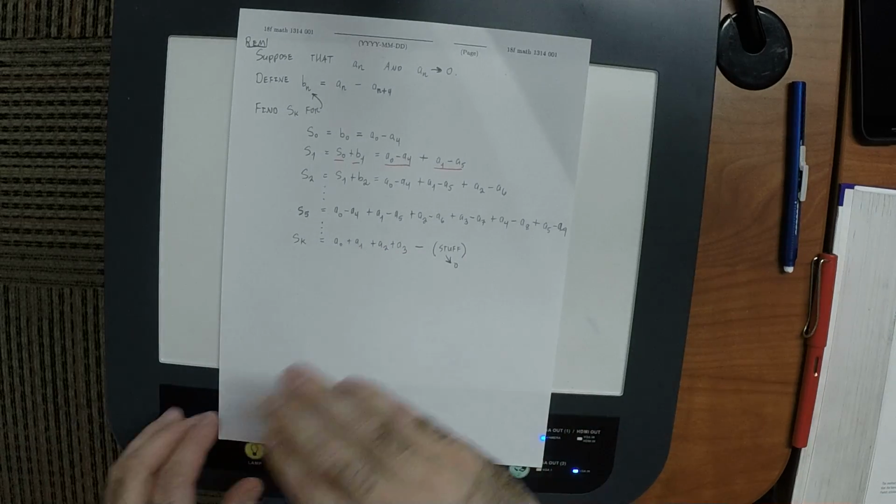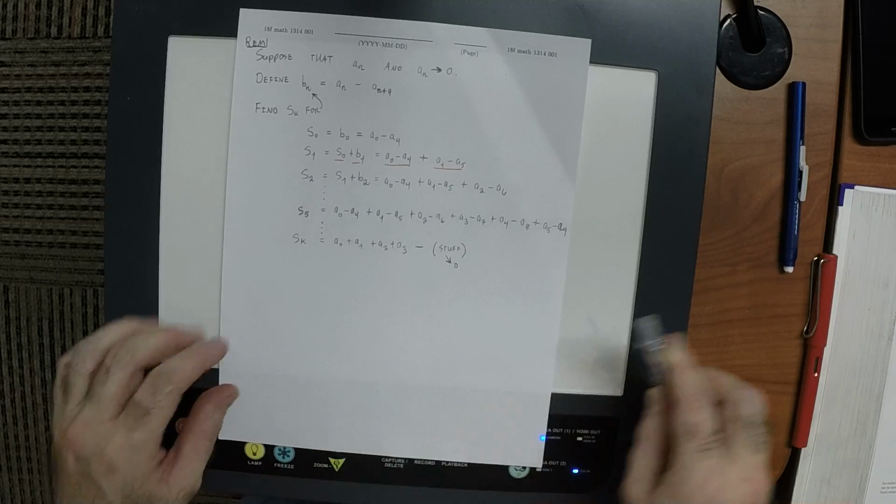Okay. So this thing is called a telescoping sum, and we'll continue talking about that on Friday.